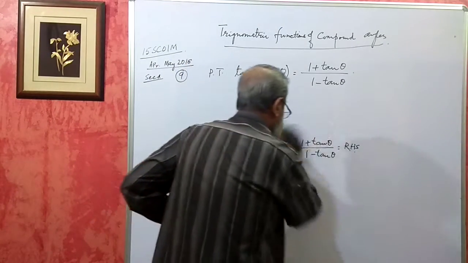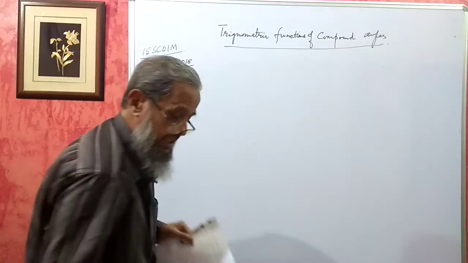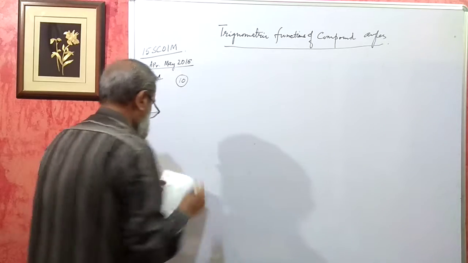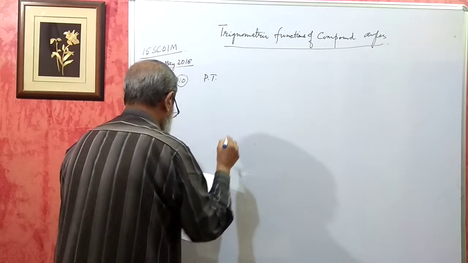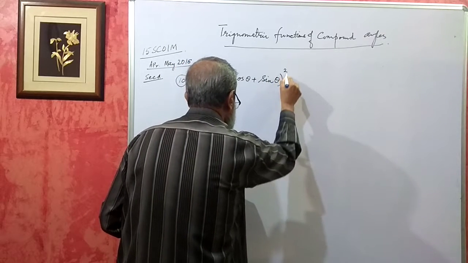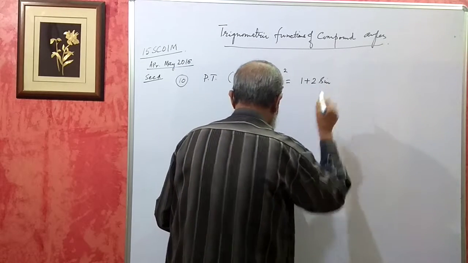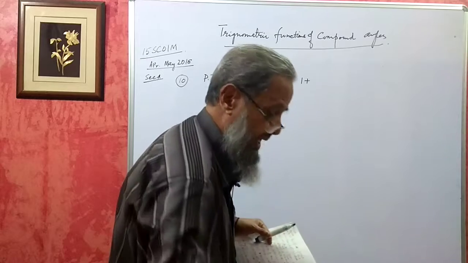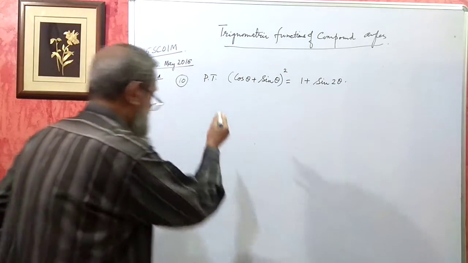Next, in the same question paper, section A, 10th question, again for 3 marks. Prove that cos theta plus sin theta the whole square is equal to 1 plus sin 2 theta. Again, this is for 3 marks.